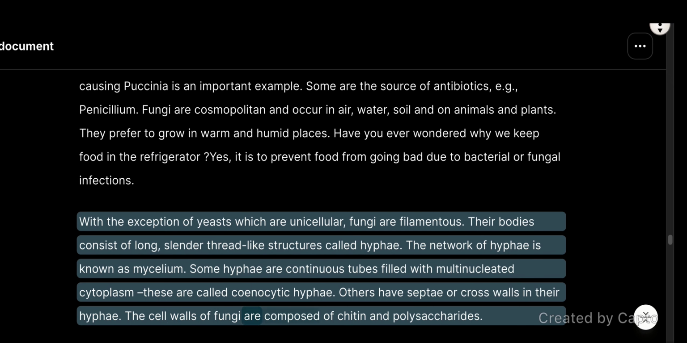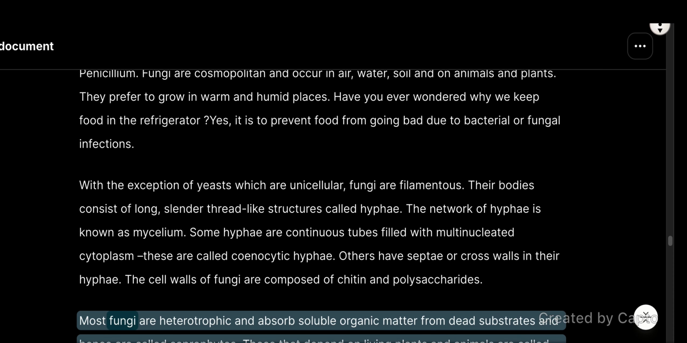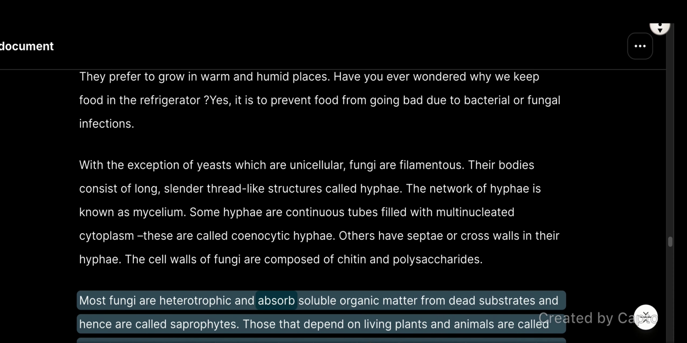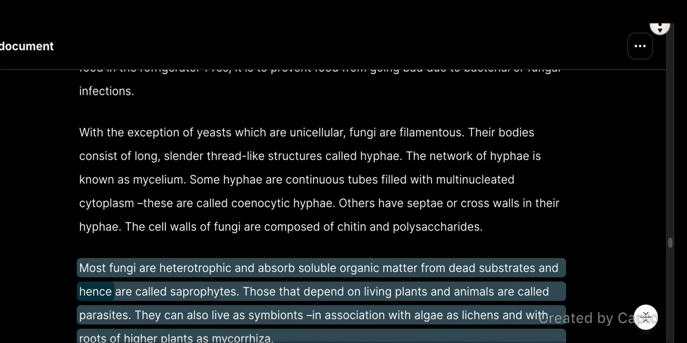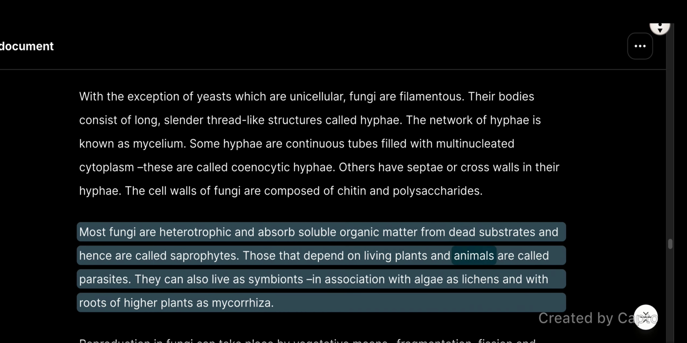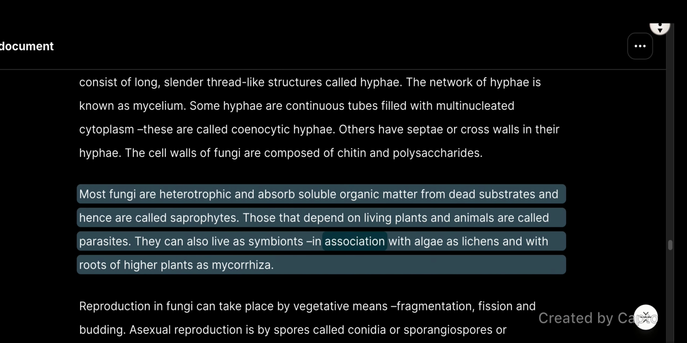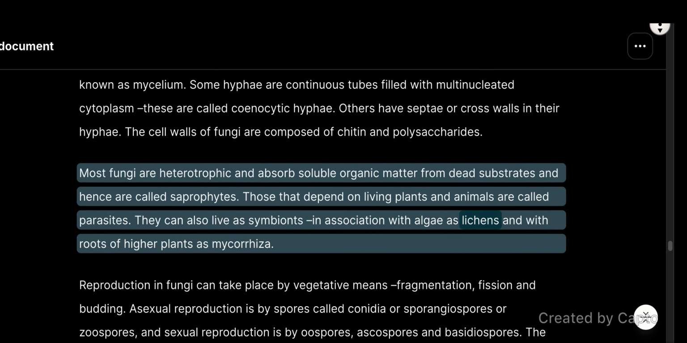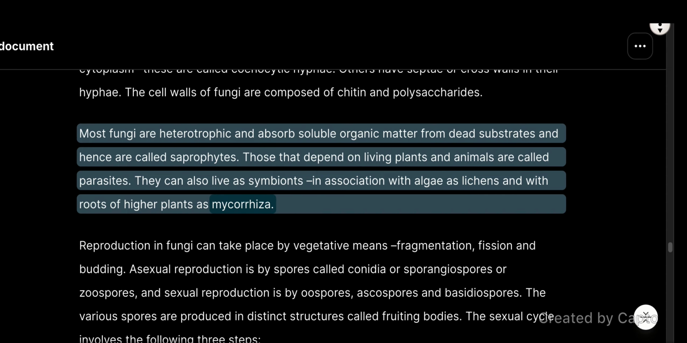The cell walls of fungi are composed of chitin and polysaccharides. Most fungi are heterotrophic and absorb soluble organic matter from dead substrates, and hence are called saprophytes. Those that depend on living plants and animals are called parasites. They can also live as symbionts in association with algae as lichens and with roots of higher plants as mycorrhiza.